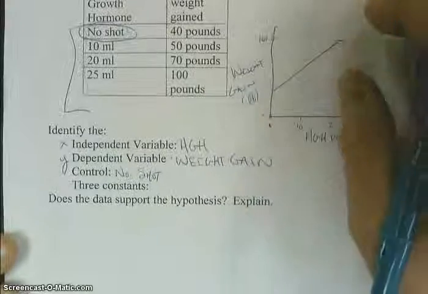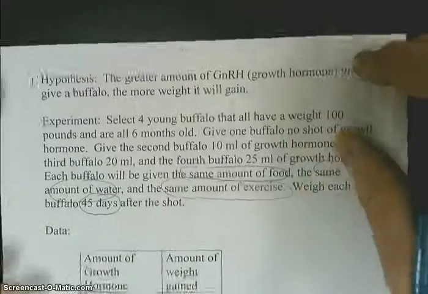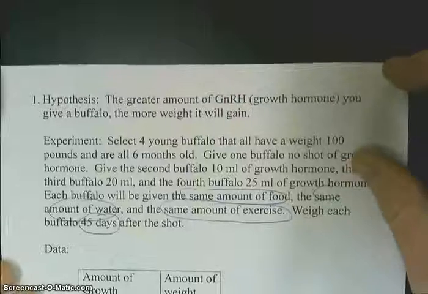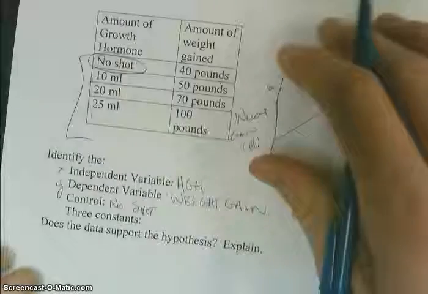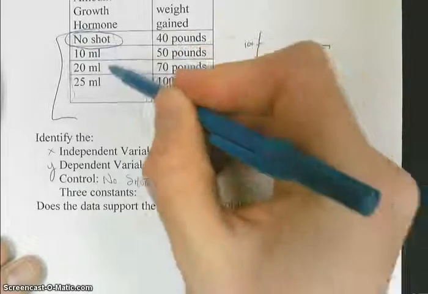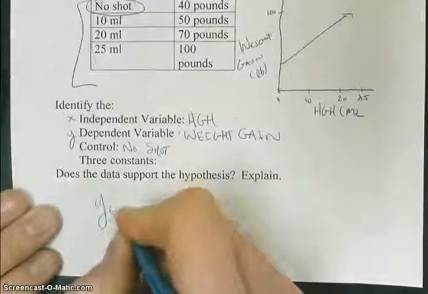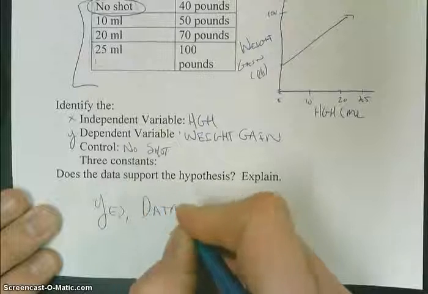Now lastly, does the data support the hypothesis? Well, let's take a look again. Hypothesis is the greater amount of HGH you give buffalo, the more weight it will gain. Well, here's our graph, here's our data, and clearly we have an upward trend. So yes, the data supports it.